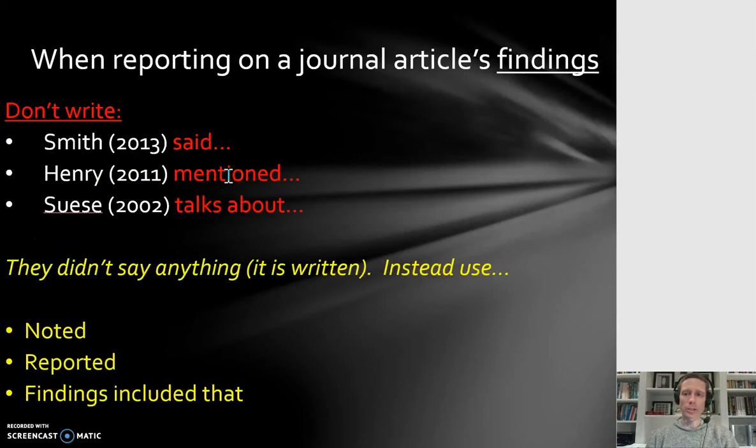When reporting on a journal article's findings, this is semantics, but when you're reading text that is written, Smith did not say anything, unless you're talking about a qualitative study where the authors actually quoted. Henry didn't mention anything, or they don't talk about. Use the terms noted, reported, findings indicated, or included that. But these people did not say anything. This is written text.